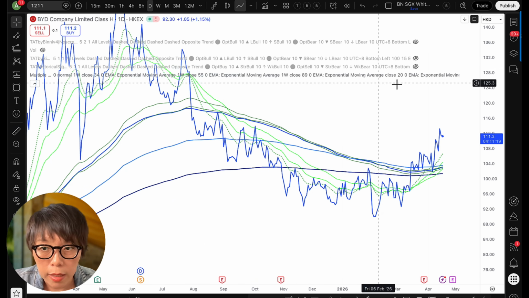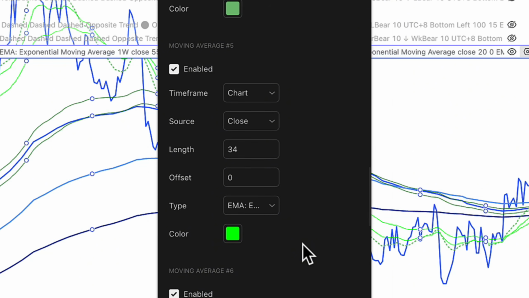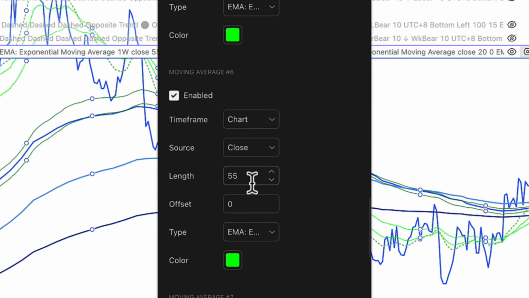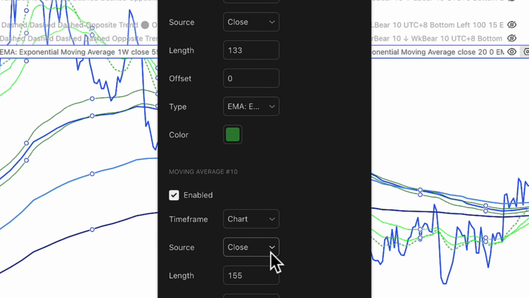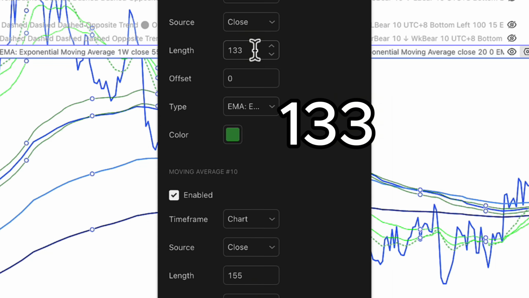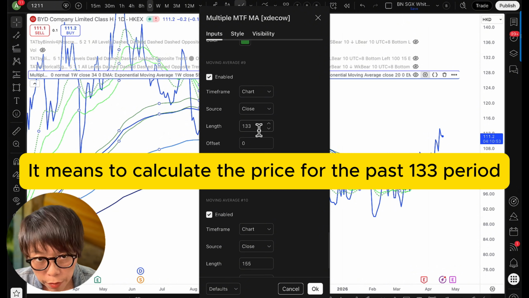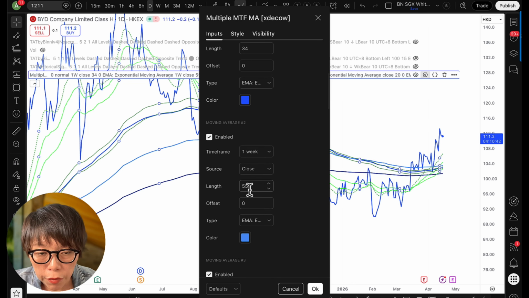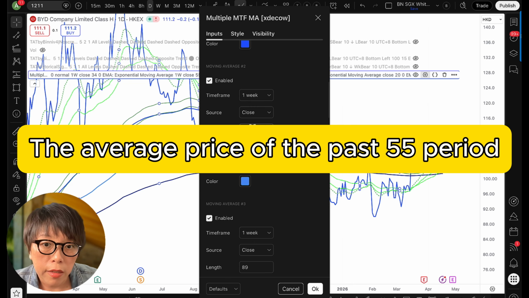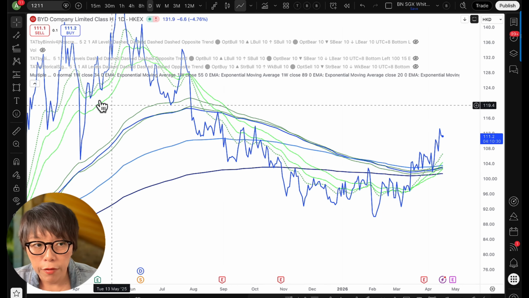Now if you take a look at my set of moving averages, let's say for example, I have enabled here 34, I have here 55 and 89, and then I have this one as 155 and 133. What does this mean? It means that I want to calculate the average price for the past 133 periods. For example, for the past 55, what is the average price? So this is what I'm interested in here, looking at the moving averages from different time frames.